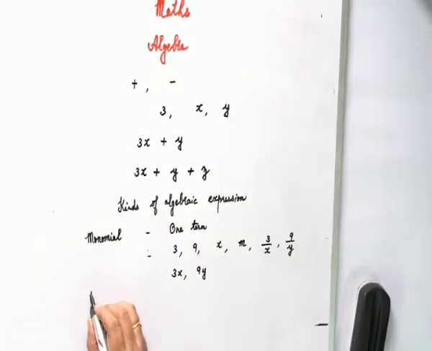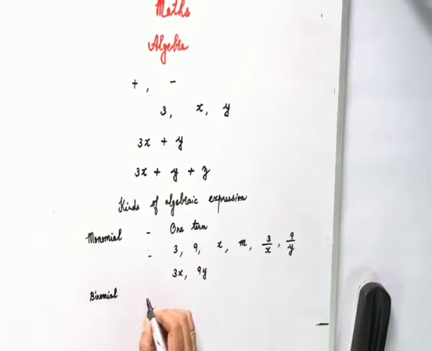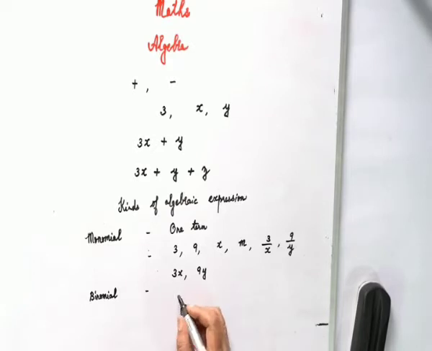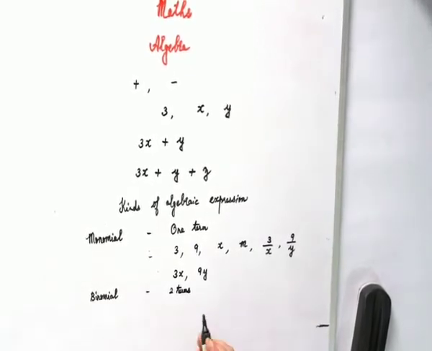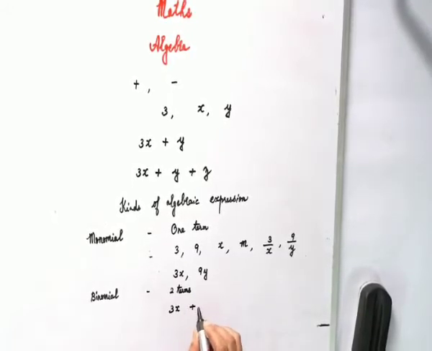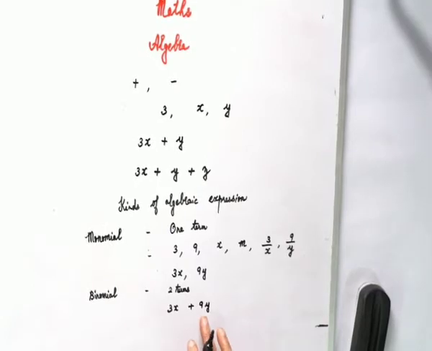Binomial. If an expression consists of two terms, it's called binomial. So remember, we have to use plus sign to separate the terms. So 3x plus 9y. 3x is the first term, 9y is the second term. So there are two terms, it's binomial.